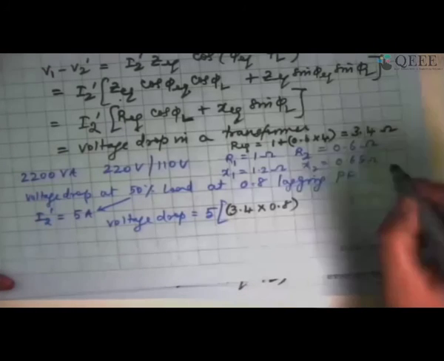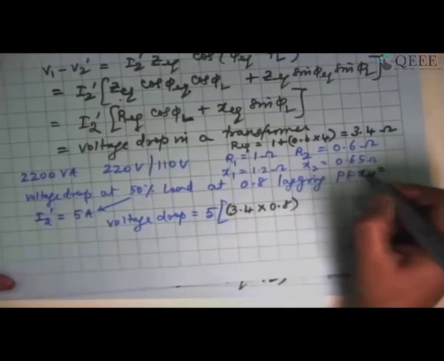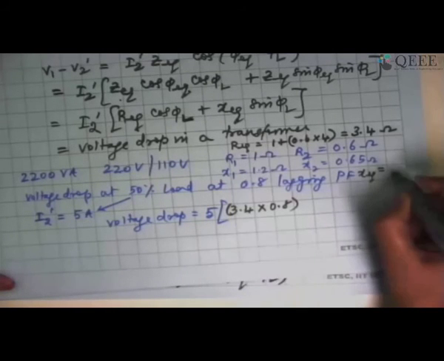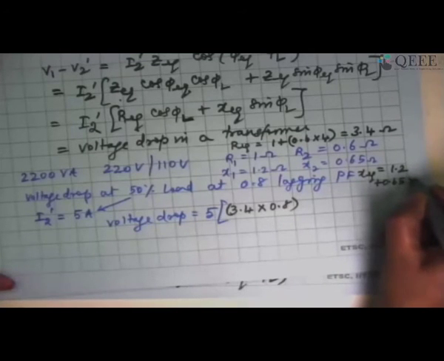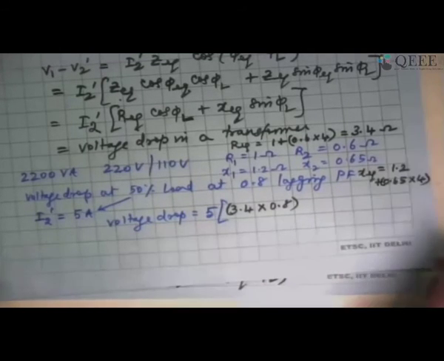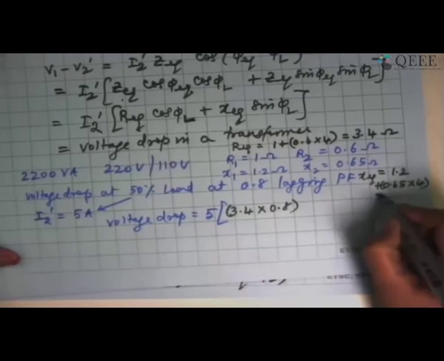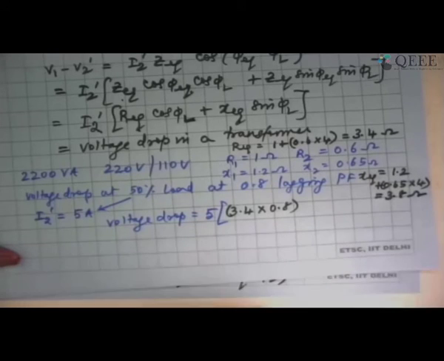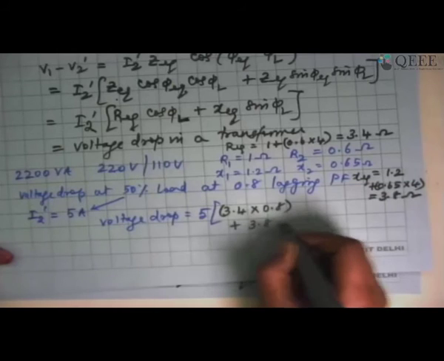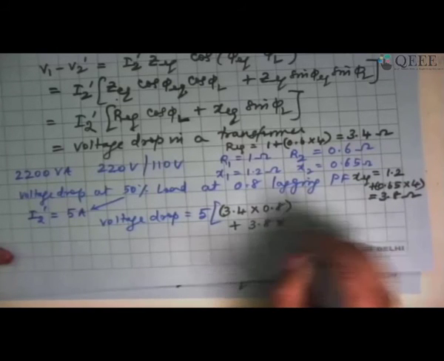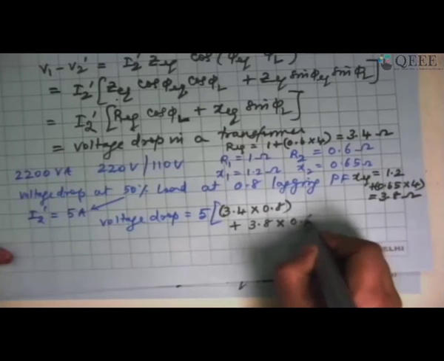Now what is X equivalent? X equivalent is 1.2 plus 0.65 times 4. I think we calculated this already. This is 2.6 plus 1.2, that is 3.8 ohm again. So I can write this as plus 3.8 multiplied by sin phi L. Cos phi L is 0.8, sin phi L is going to be 0.6.